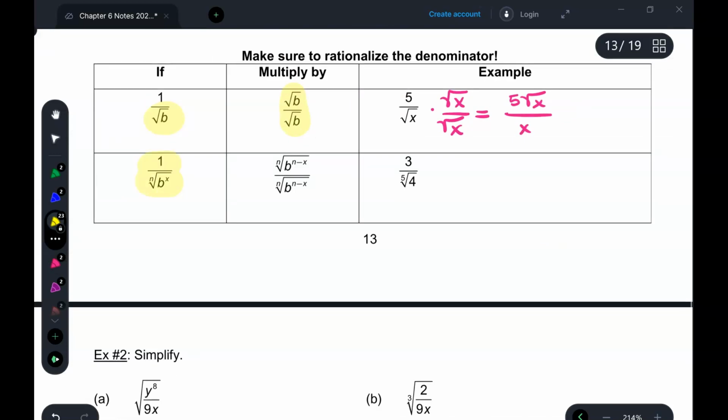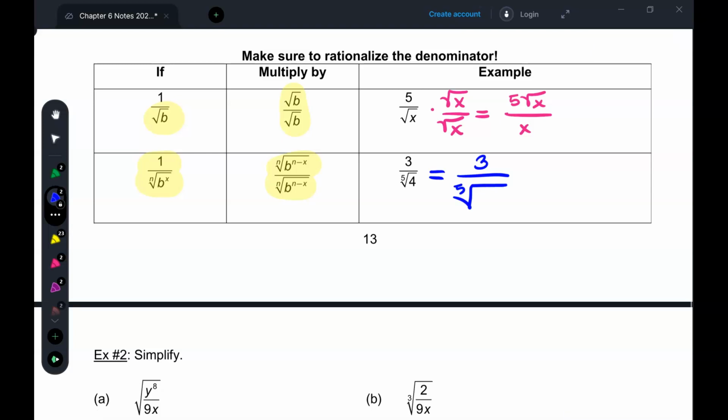Now this one gets a little more confusing. When we don't just have square roots, if we have a cube root, or a fourth root, or in this case, a fifth root, what we want to do is figure out how much we have left over. I know that notation looks a little scary, so I'll just show you what that would look like in our example here. How can I rewrite 4? What number is that to what power? 2. Okay, so I'm going to rewrite that as 2 squared.